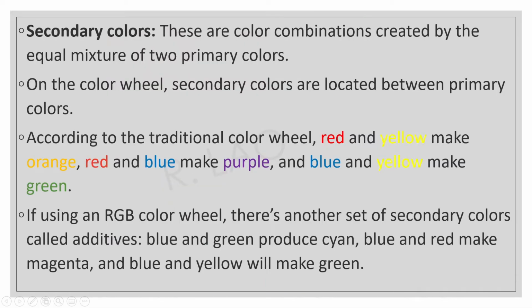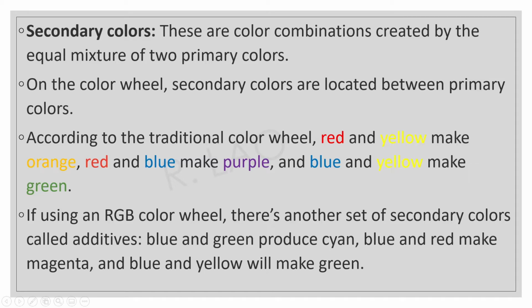Secondary colors are color combinations created by an equal mixture of two primary colors. According to the traditional color wheel, red and yellow will make orange, as we discussed a while ago. Red and blue make purple. Blue and yellow will make green. Don't forget.